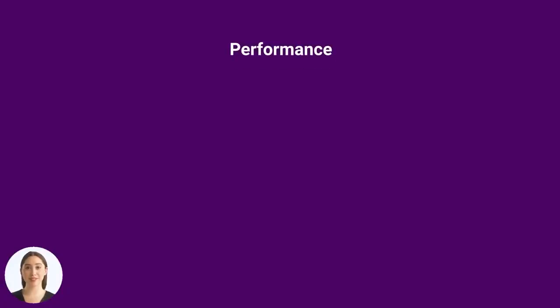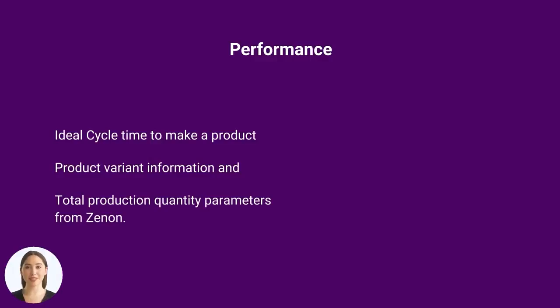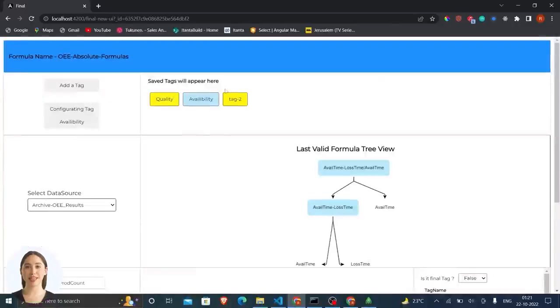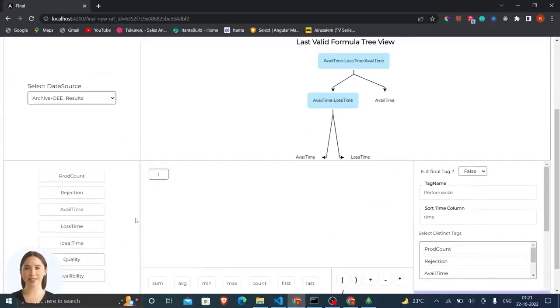Similarly, for performance, we need ideal cycle time, product variant information, and total production quantity parameters from Zenon. Using Itanta calculation engine, we can configure performance of the machine using the formula. Performance is equal to ideal cycle time times total production count divided by runtime.